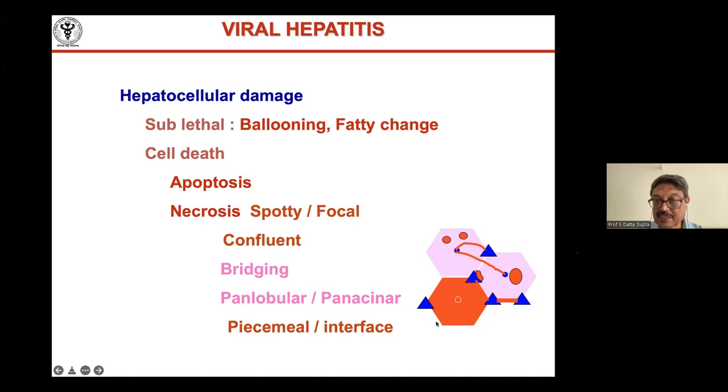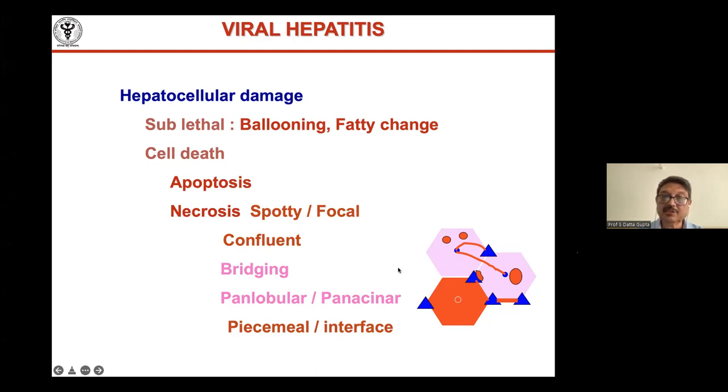If it affects the entire lobule or acini, then it is called panlobular or panacinar. Now, it may affect just the area between the portal tract and the parenchyma. It nibbles into the limiting plate, the interface between the portal and the parenchyma. Then it is called piecemeal necrosis or interface hepatitis.